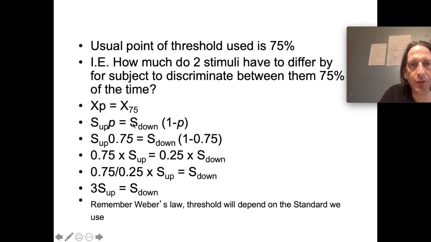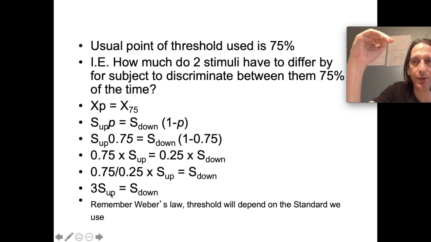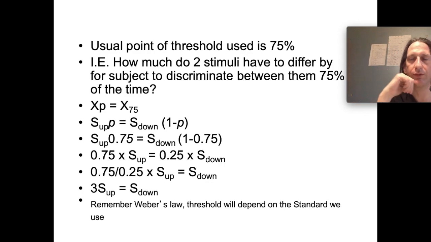But hopefully, if you go through each part of how I've solved this equation, you'll see how eventually you end up with a 3-to-1 ratio. So I now know that if I wanted to find a difference threshold at 75%, every time people get it wrong, I need to go up 3 step sizes. Every time they get it correct, we need to go down one step size.